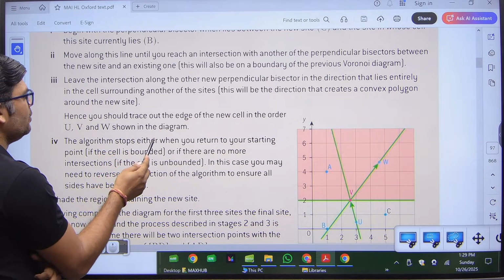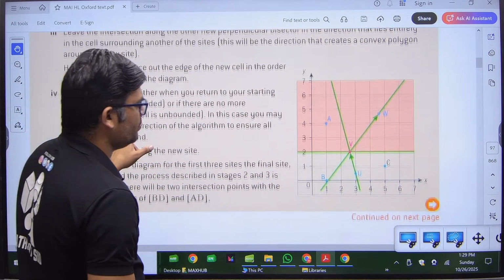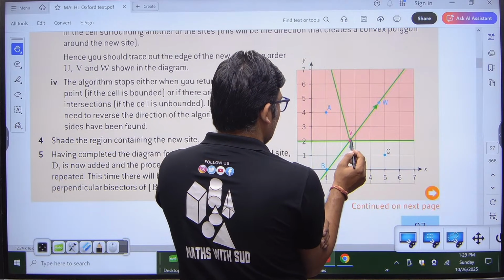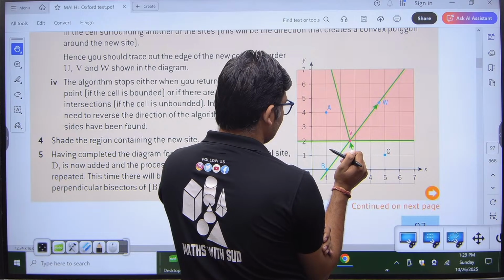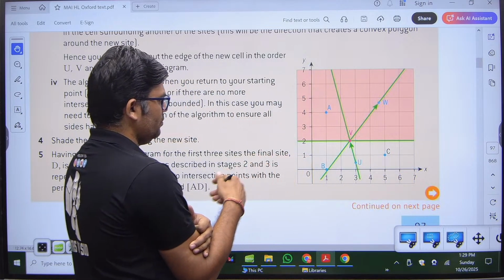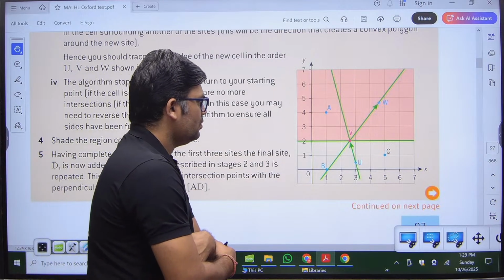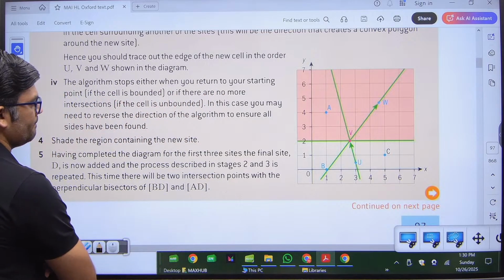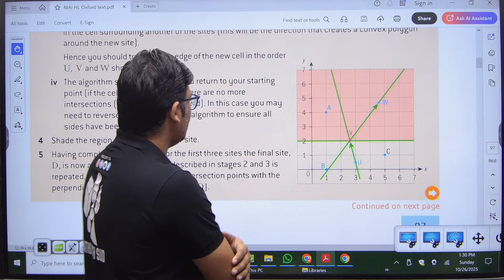Hence, you should trace out the edge of the new cell in the order U, V, W shown in the diagram. So U, V, and W. What was W? Okay. So they are showing to go like this, and then from here to go like this.